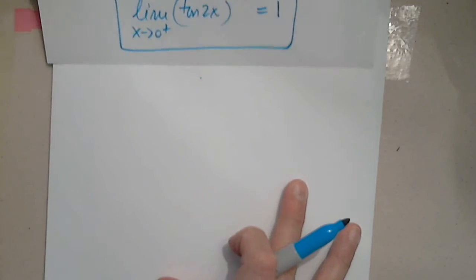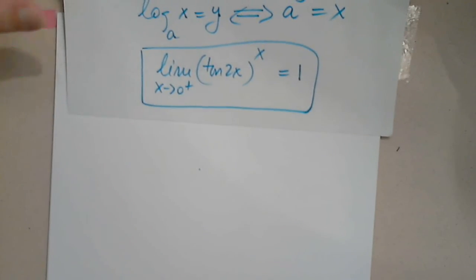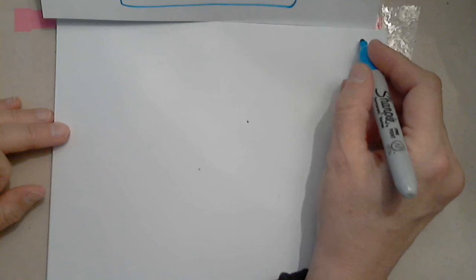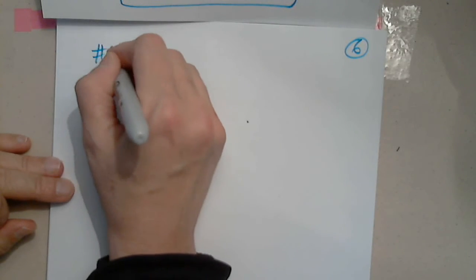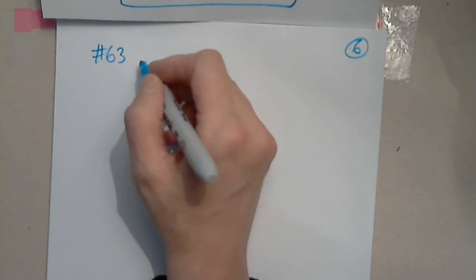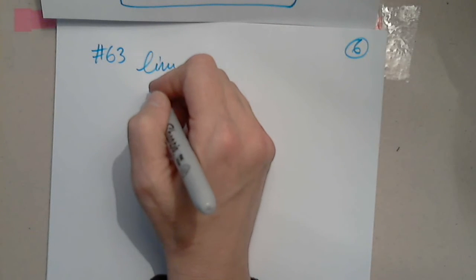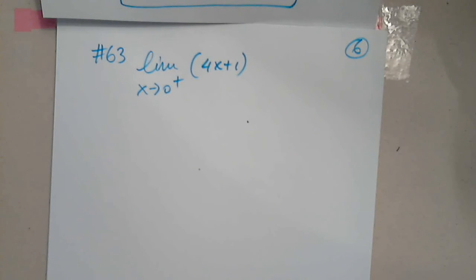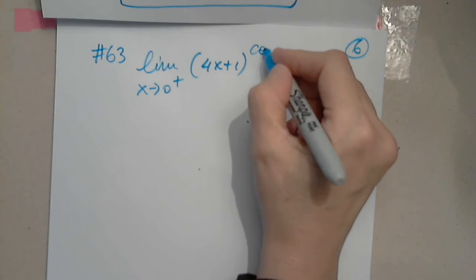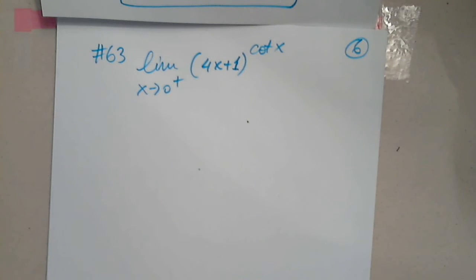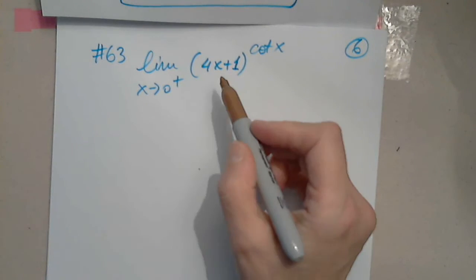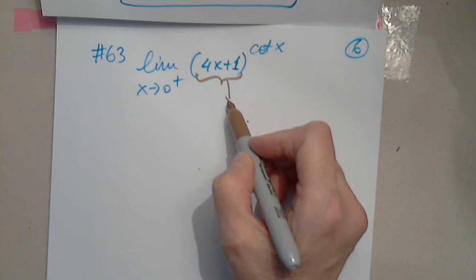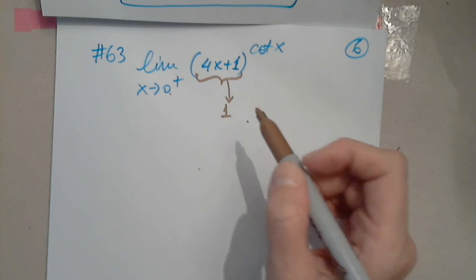Okay, so let's look at 63 caught my eye. Would you like to choose, or you want me to choose? 62 is fine. Okay, and then you can choose the next one. So limit as x approaches 0 from the right, from 4x plus 1, raised to cotangent x. Yes, I cannot skip that. I have to see what this situation is. And obviously the base approaches when x approaches 0, this approaches 1.